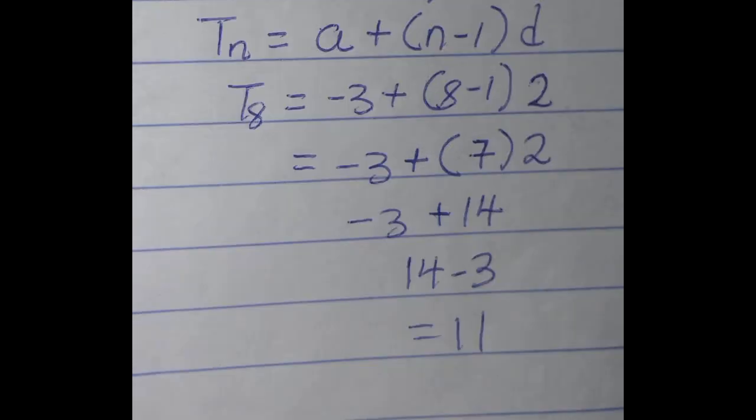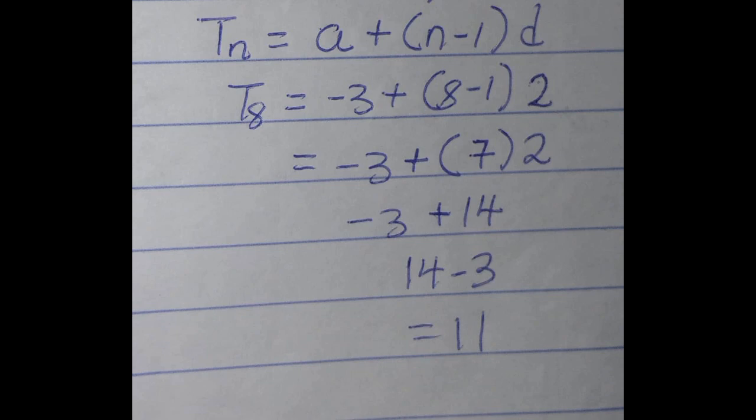So then we apply the values there, then we solve. 8 minus 1 is 7, 7 times 2 is 14, 14 minus 3 plus 14, just interchange. 14 minus 3 is still the same as 14 minus 3. So once again, the major reason why I made this video is to remember the formula.